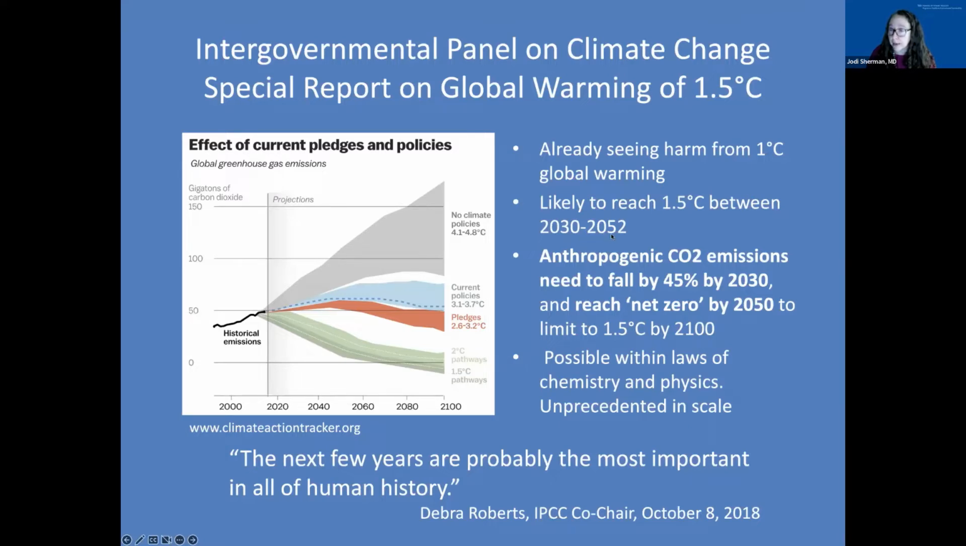So the mandate is to essentially halve emissions by 2030 and get to net zero by 2050. This is possible within the laws of physics. We had the big anthropause with the COVID pandemic. It is absolutely possible. It is really about political will.